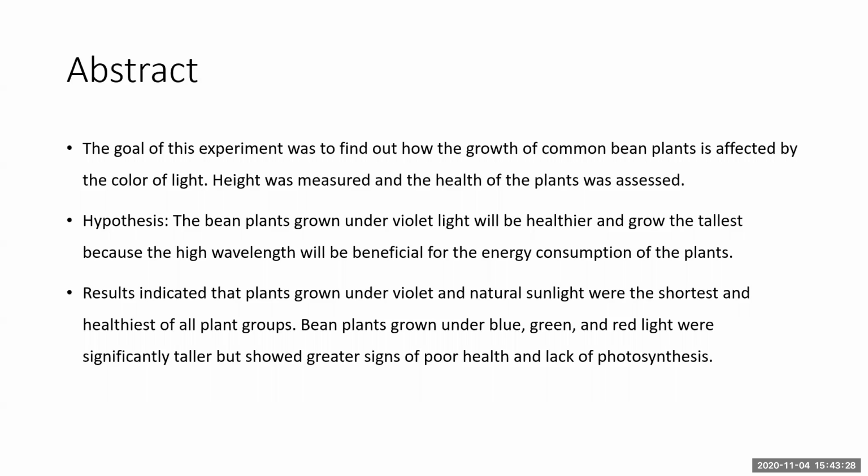The hypothesis was that the bean plants grown under violet light will be healthier and grow the tallest because the wavelengths will be high enough and beneficial for the energy consumption of the plants. The results indicated that plants grown under violet light and natural sunlight were the shortest and healthiest of the plant groups. Bean plants grown under blue, green, and red light were significantly taller but showed greater signs of poor health and a lack of photosynthesis.